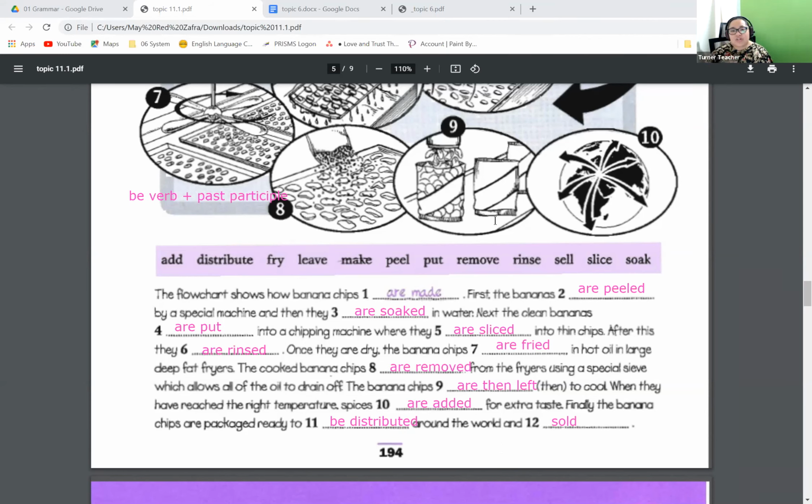Now, the next activity that we have is, actually, this is the last activity we have. It was are sold or is? Just sold, because there's already a be verb there. And so it's just a compound structure. So you don't need to put are again.